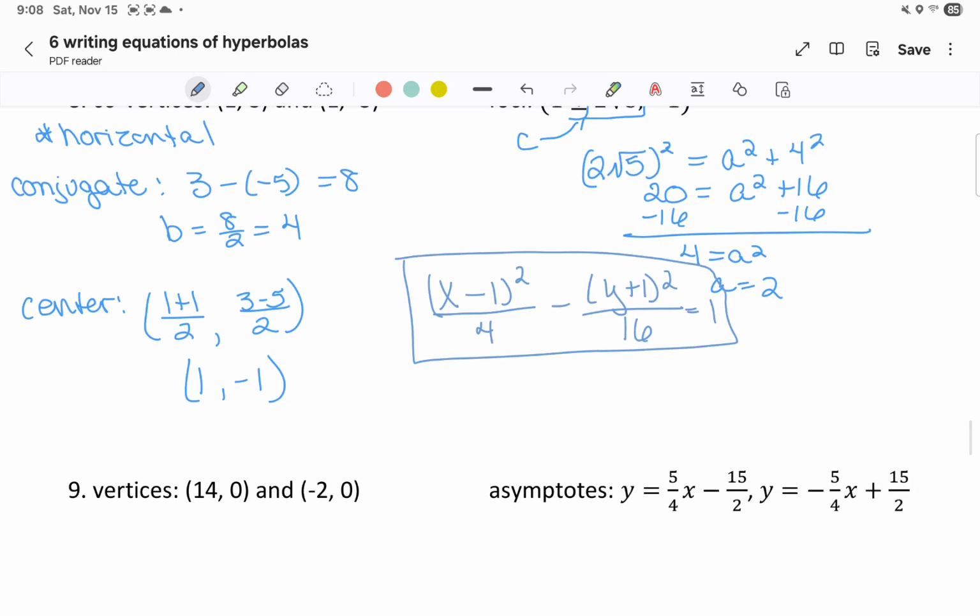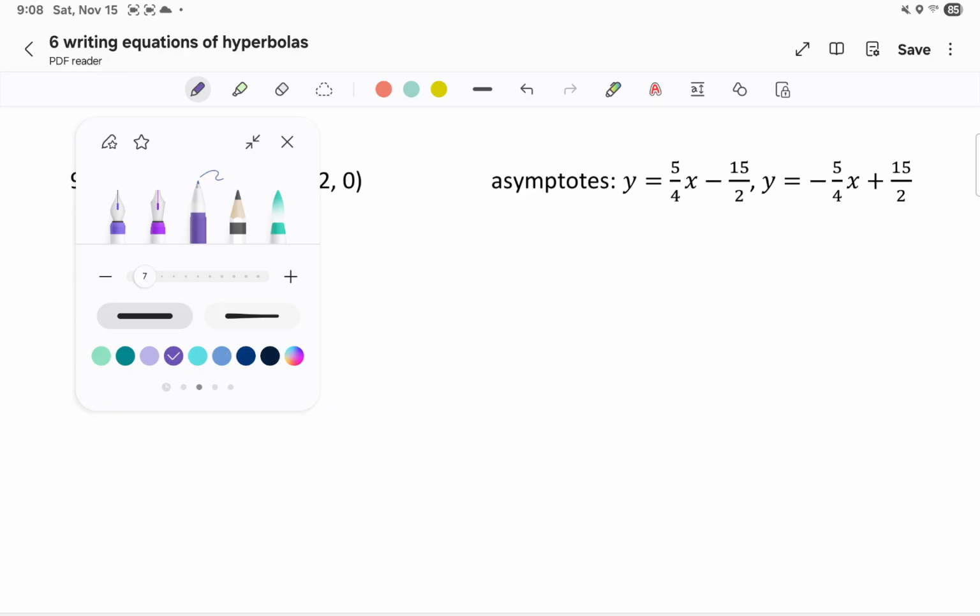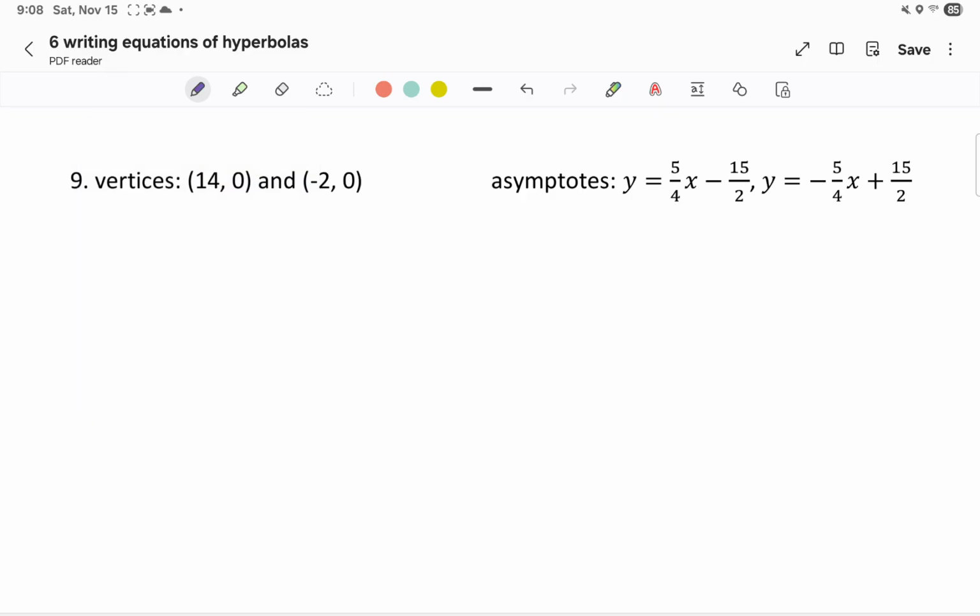And there's our equation. So then for 9, we're actually given asymptotes on this one. And so what we're going to do is we're still going to find our center via the vertices. So we will have 14 minus 2 over 2, and then 0 plus 0 over 2. And then that will give us 6, 0.